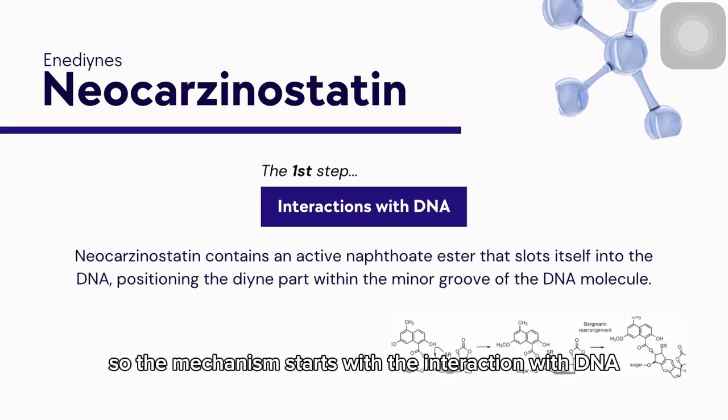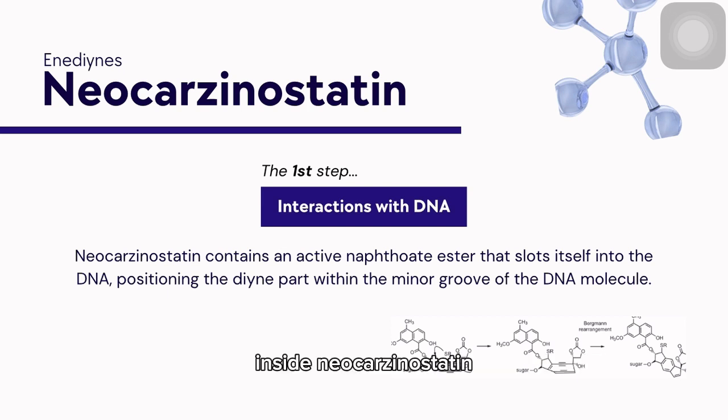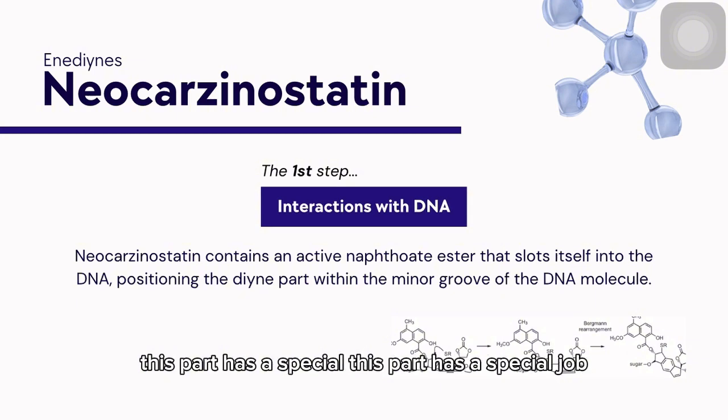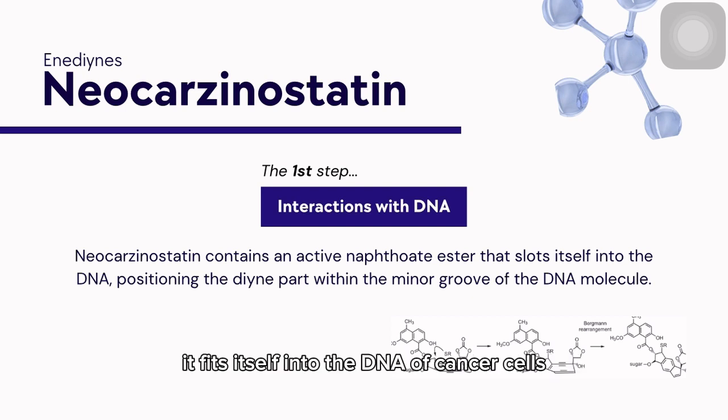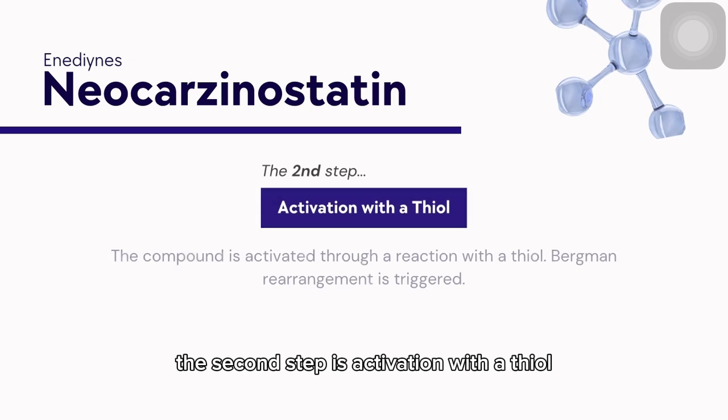So the mechanism starts with the interaction with DNA. Inside neocarzinostatin, there's an active part called a naphthoate ester. This part has a special job. It fits itself into the DNA of cancer cells, just like a puzzle piece fitting into a puzzle. Now it also has another part called the enediyne. Once the naphthoate ester is in place, it positions the enediyne part within a specific area of the DNA molecule called the minor groove.